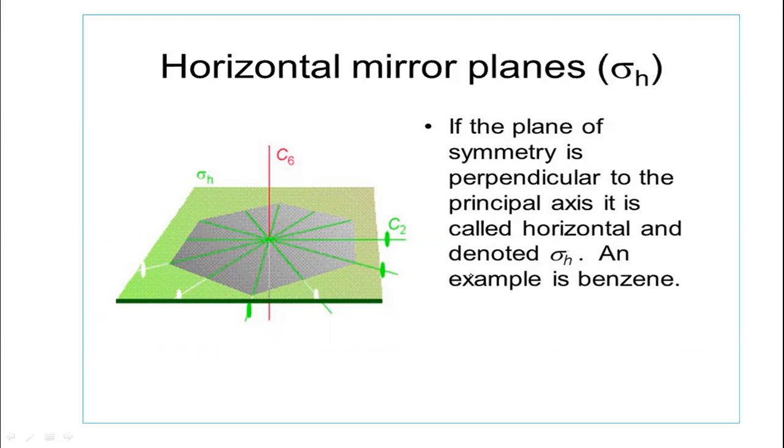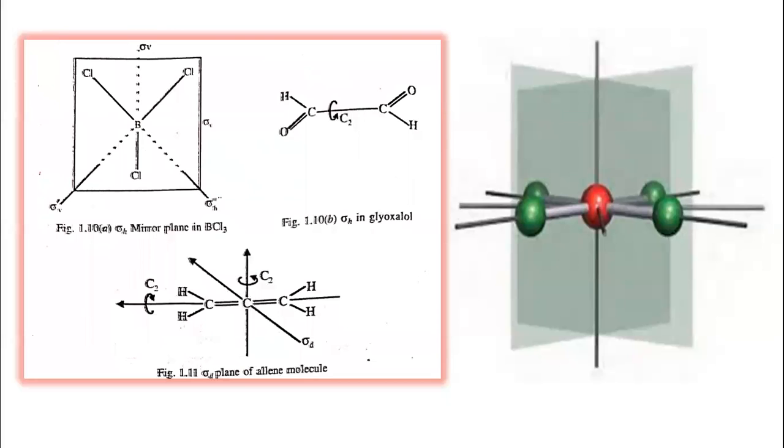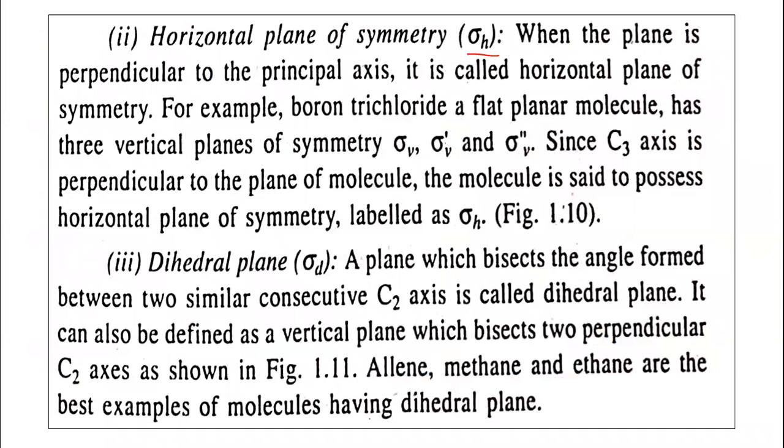In the boron trichloride molecule also, there is a horizontal plane of symmetry. Benzene is a very good example to show the horizontal plane of symmetry. So the horizontal plane is a plane perpendicular to the principal axis. The vertical plane is a plane which contains the principal axis. Now let us see another plane, that is the dihedral plane, sigma d. The dihedral plane, sigma d, is a plane which bisects the angle formed between two similar consecutive C2 axes.